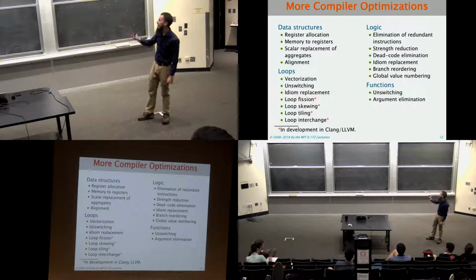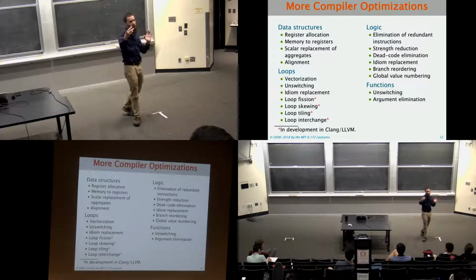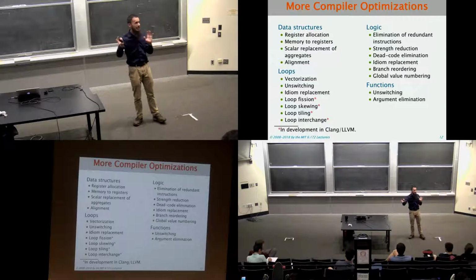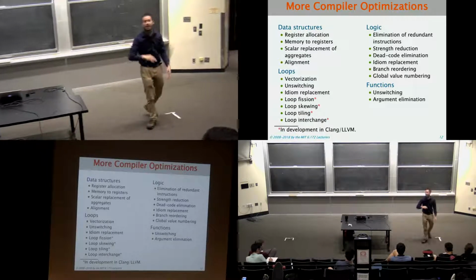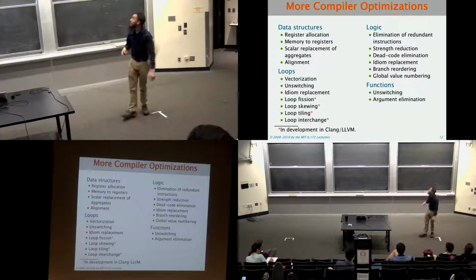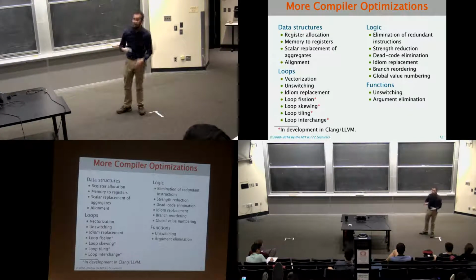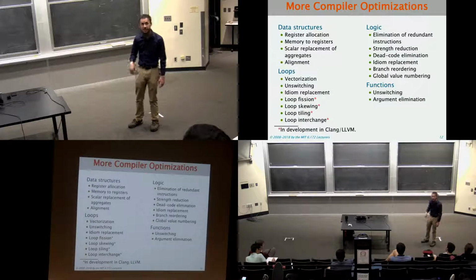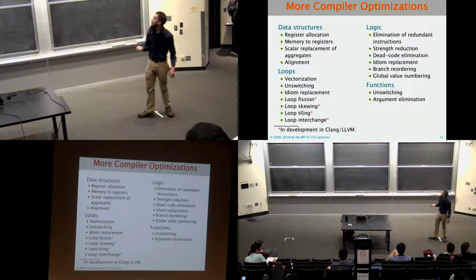Fission, skewing, tiling, interchange, those all try to process the iterations of the loop in some clever way to make stuff go fast, and some restrictions apply. Those are really in development in LLVM. Logic, it does a lot more with logic than what we saw before. It can eliminate instructions that aren't necessary. It can do strength reduction and other cool optimization.